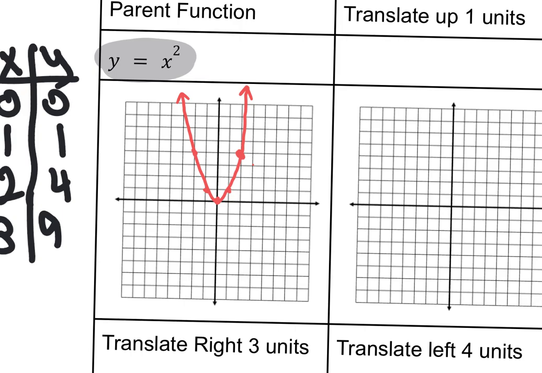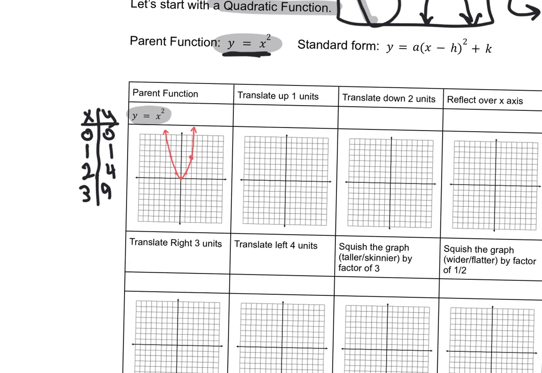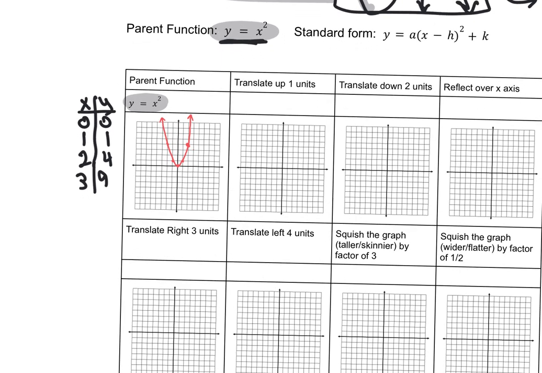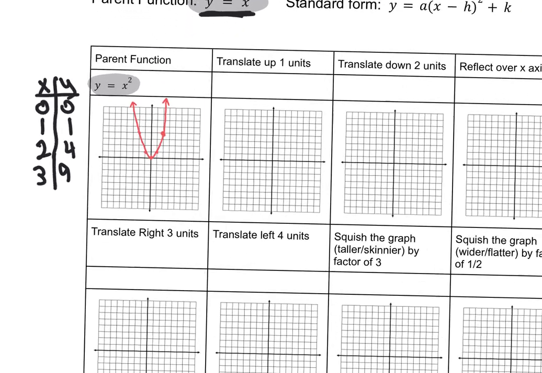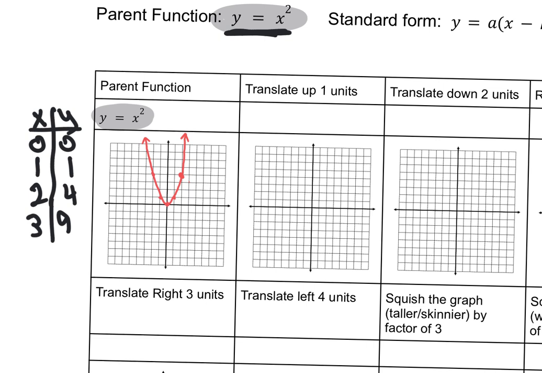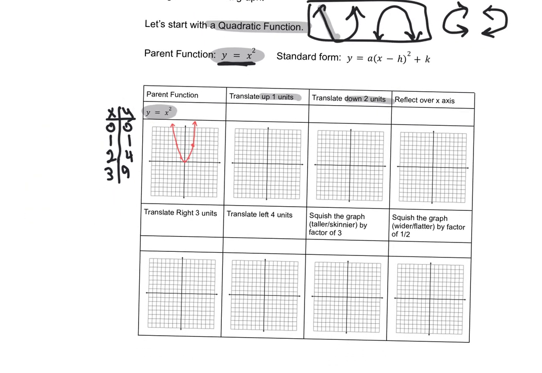So basically what I want you to do right now is take this parent function that we just graphed, and copy and paste it on each of these graphs in this quadratic page, because the parent function is what we compare everything else to. So we're going to have that function on every single one of our graphs, and then we're going to do all of the transformations it talks about. Up 1 unit, down 2 units, all of that kind of stuff. So I want you to pause the video and put this parent graph on all of the graphs that we have here so far.